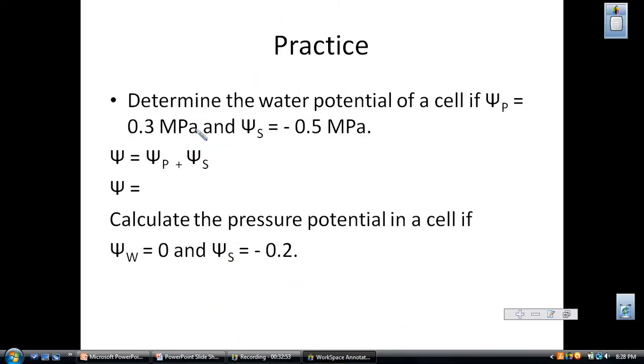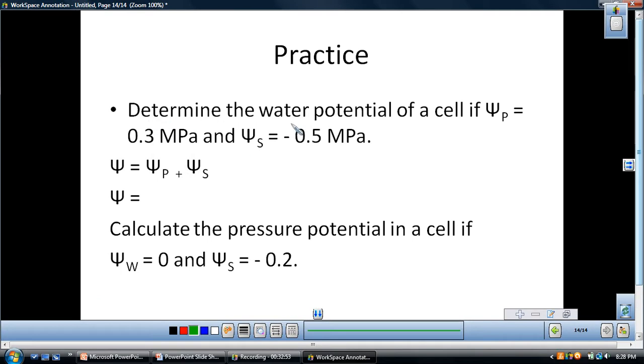So here's a little practice problem, and it says, determine the water potential of a cell if the pressure potential is equal to 0.3 and the solute potential is equal to negative 0.5. So all you're doing is using your formula. Water potential is equal to pressure, 0.3, plus negative 0.5. I add those together, so my water potential is equal to negative 0.2. Okay, so that would be my answer, negative 0.2.